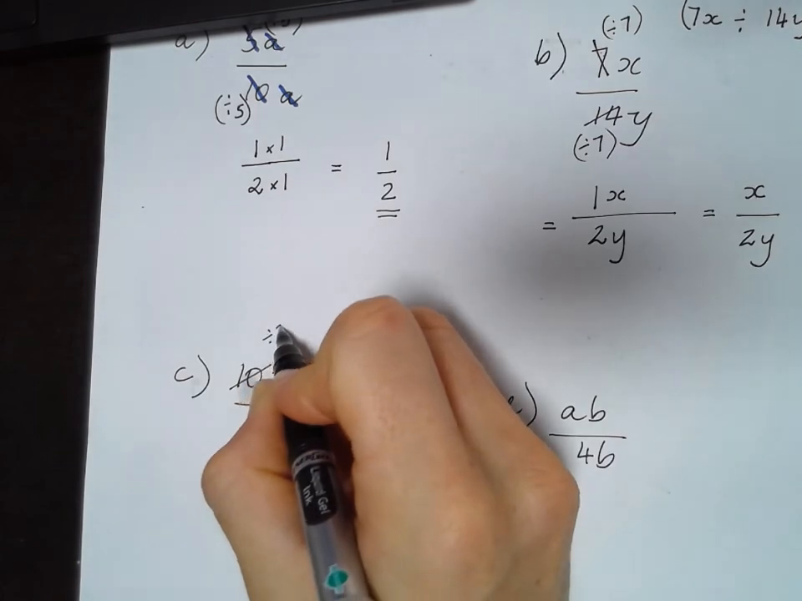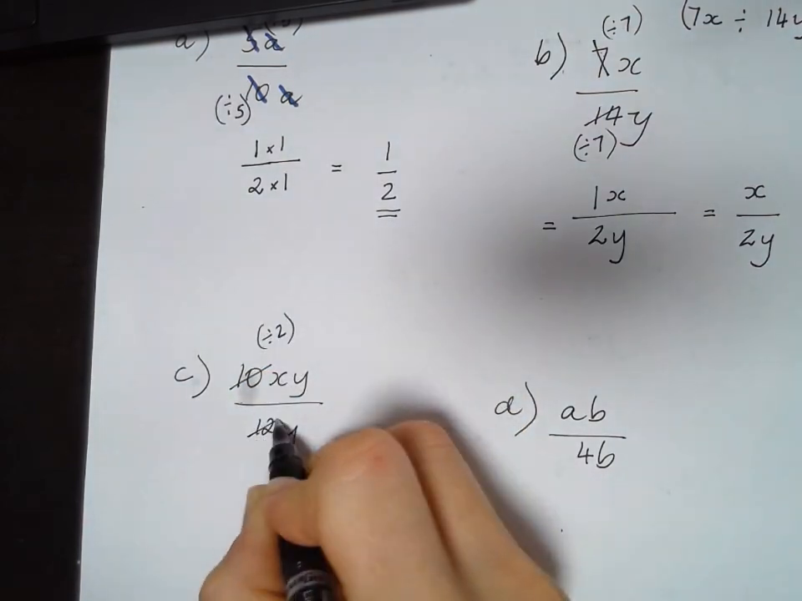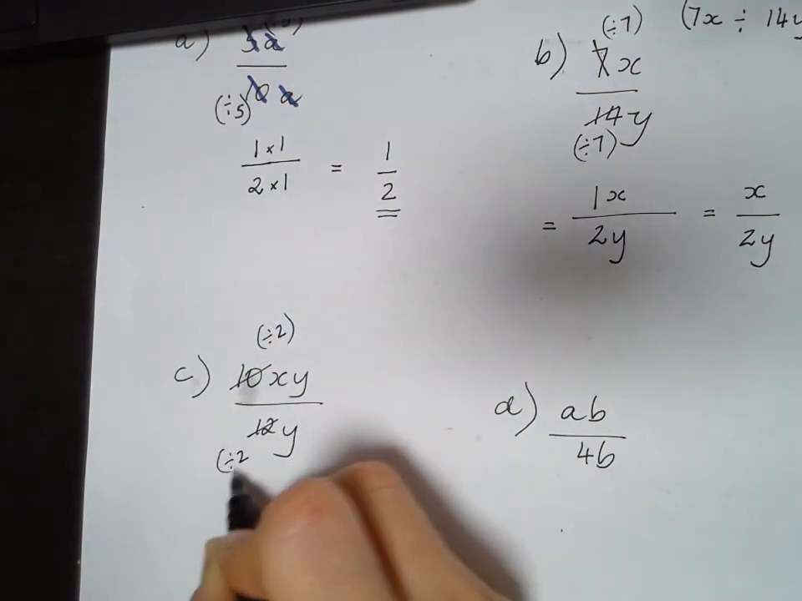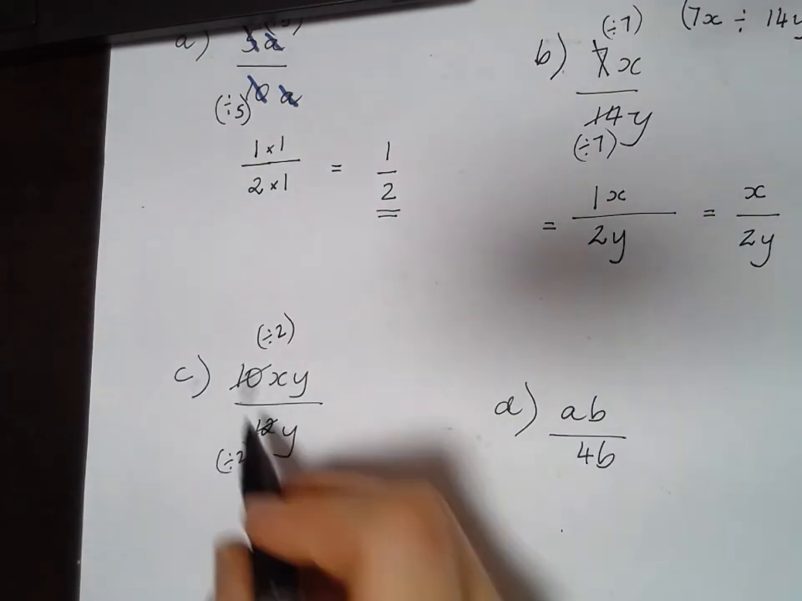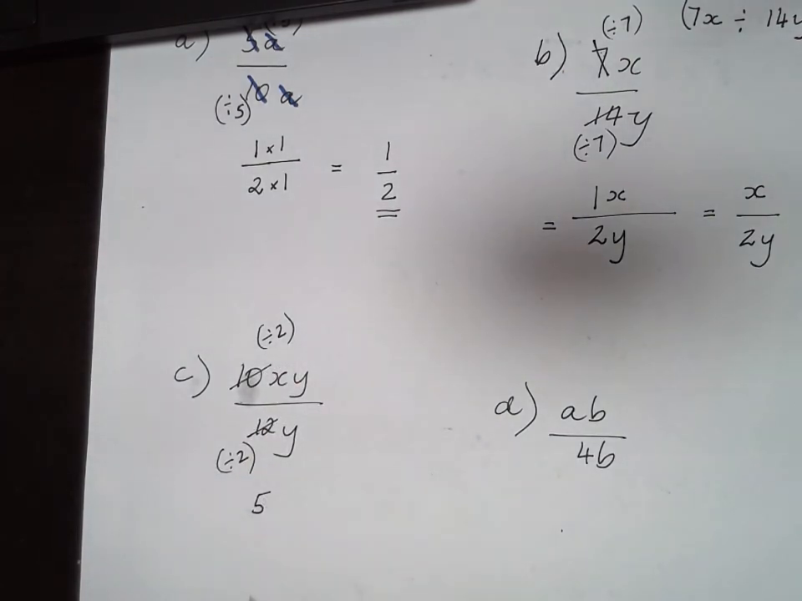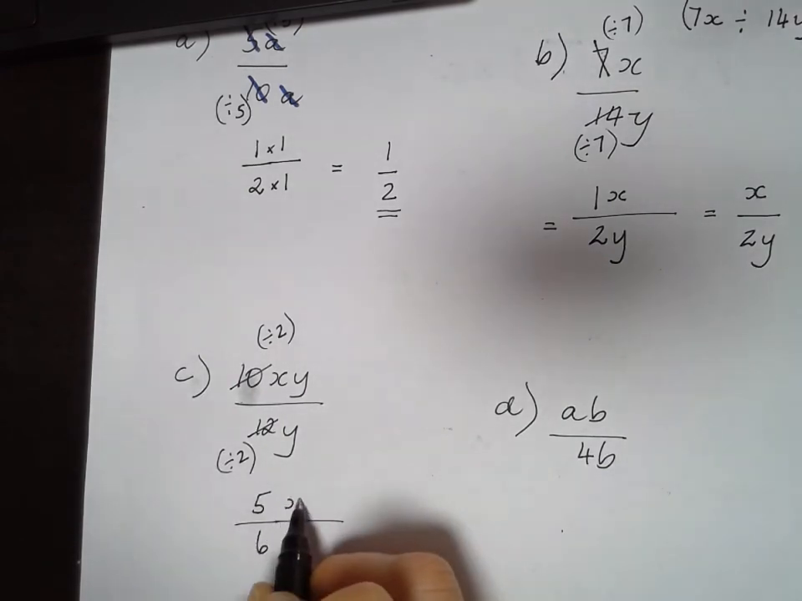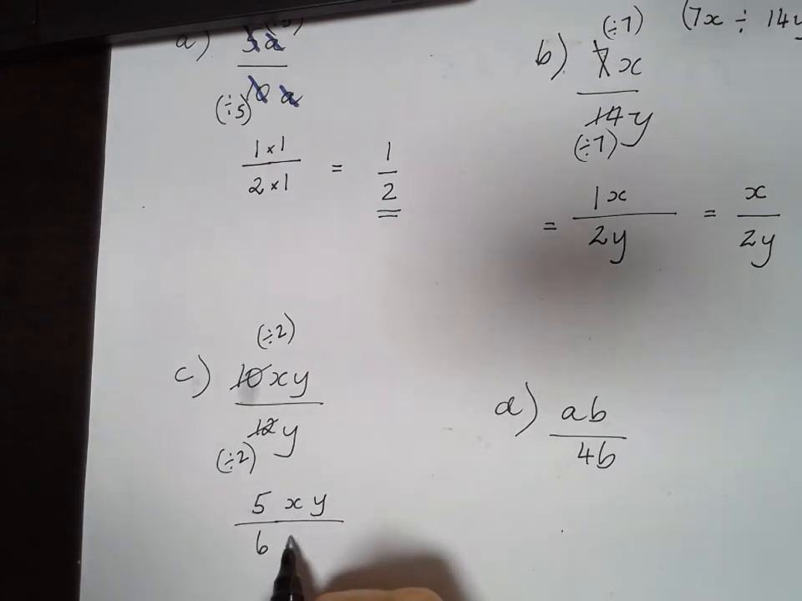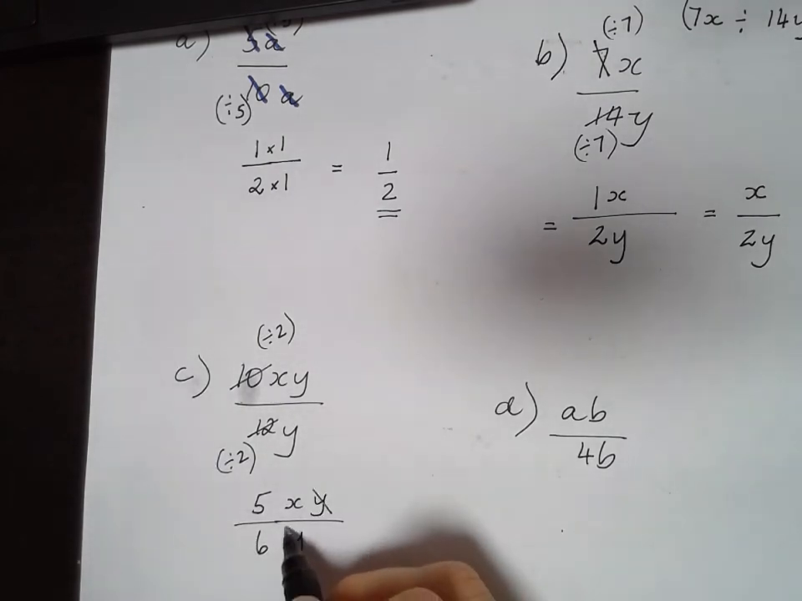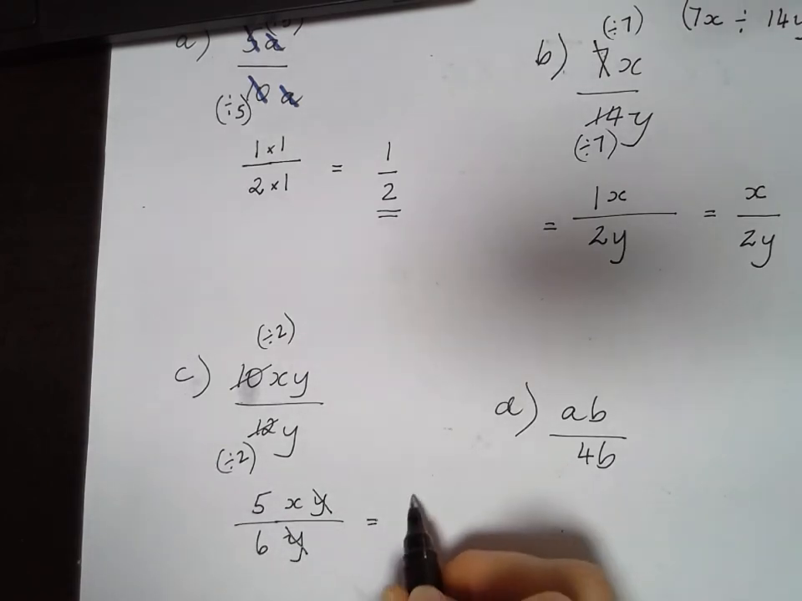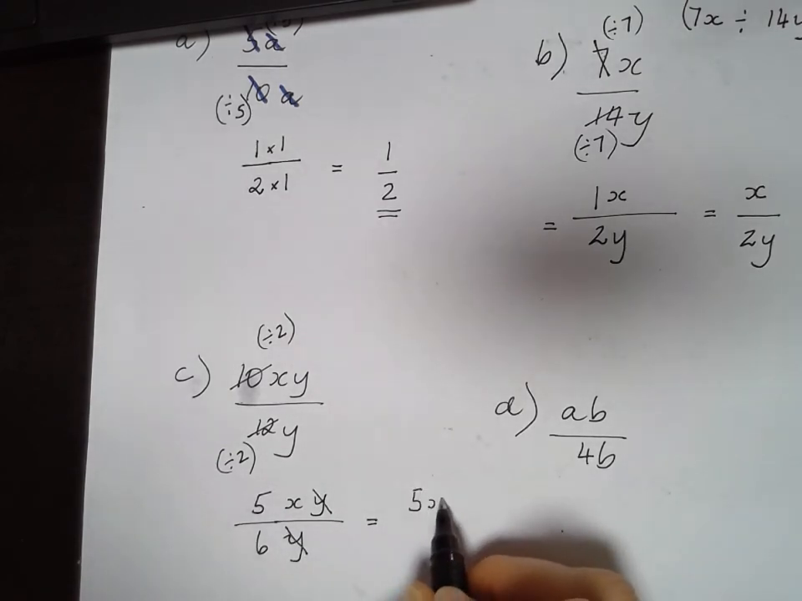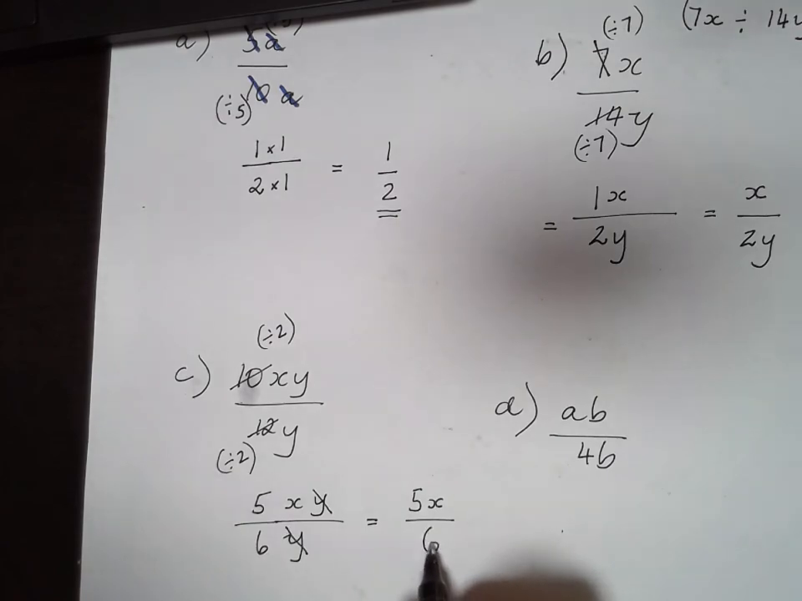Let's divide that by 2, and what we do to the top we must do to the bottom. 10 divided by 2 gives me 5. 12 divided by 2 gives me 6. What I have left on the top is an x and a y, and on the bottom I have a y. So now we cancel out our y's, and our final answer is then 5x over 6.